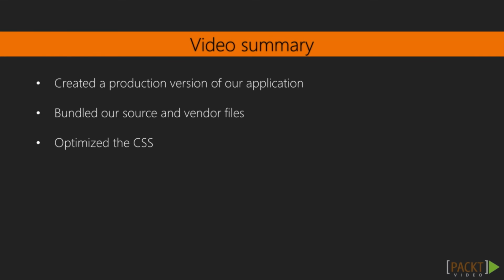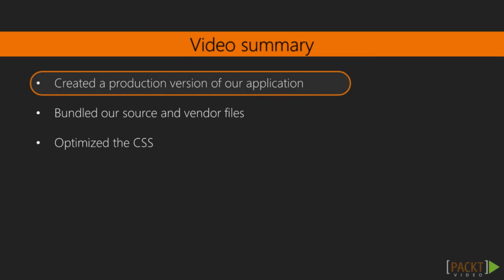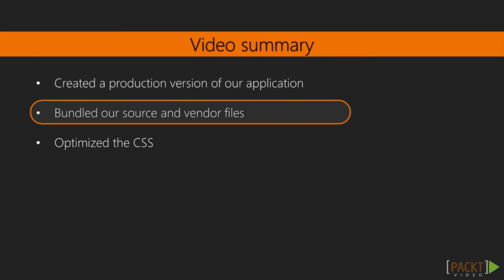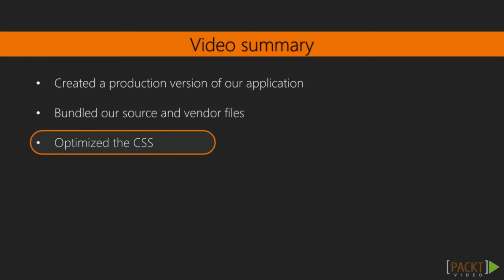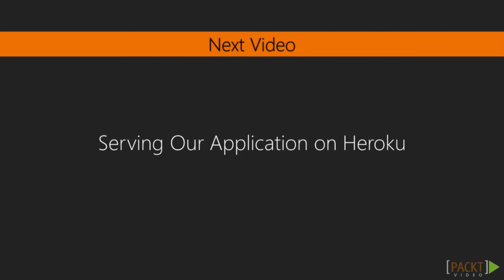Okay, so a quick recap. We've created a production version of our application by replacing the script references, bundling our source and vendor files, caching the templates, and optimizing the CSS. Now that we have all that, we can deploy our application to Heroku in the next video.